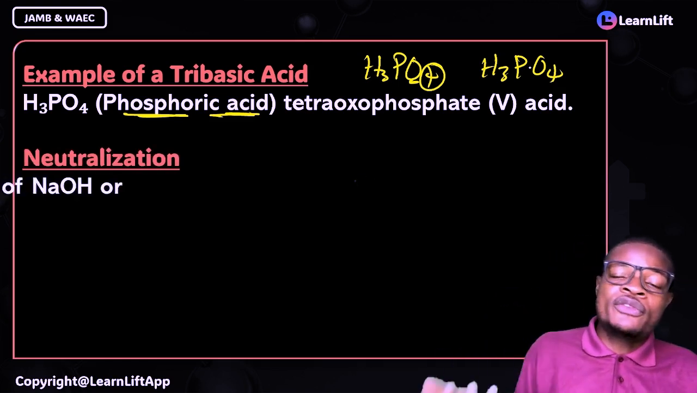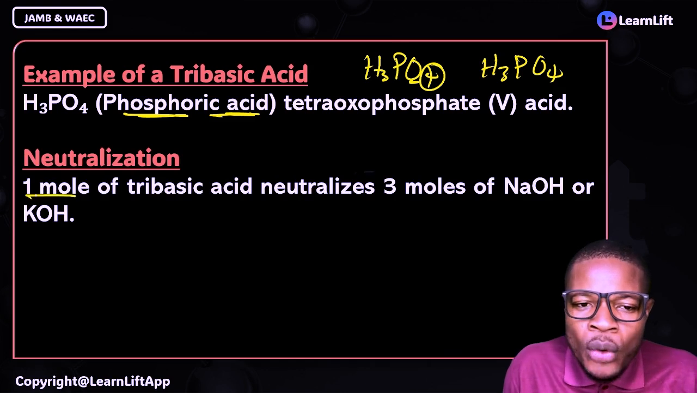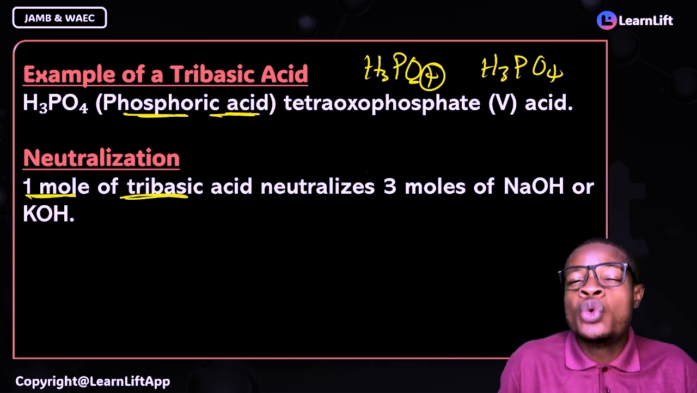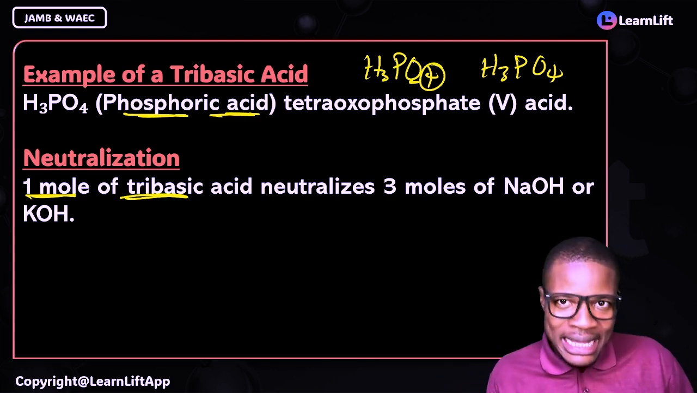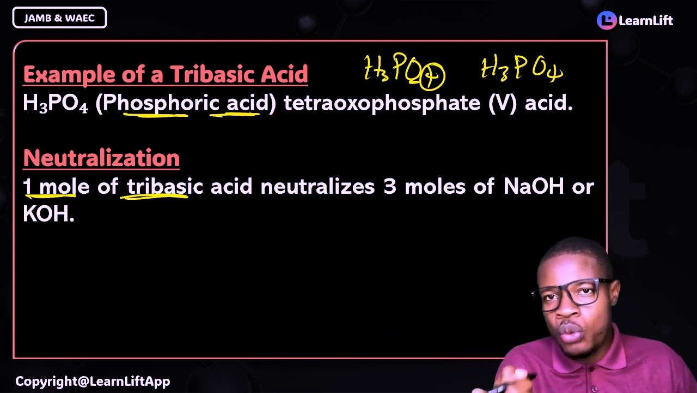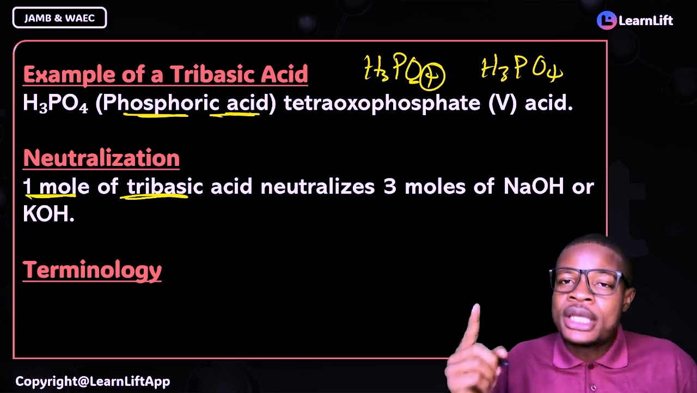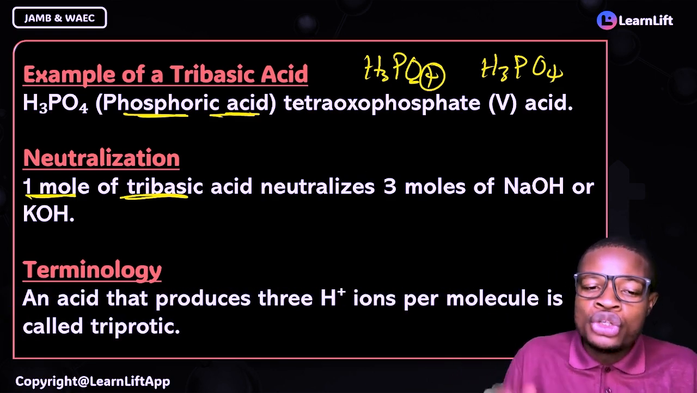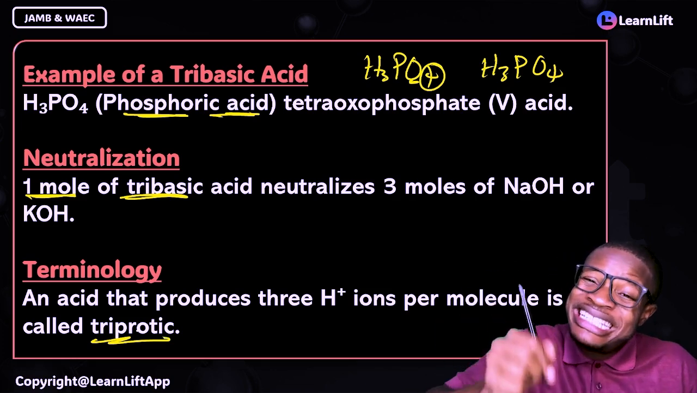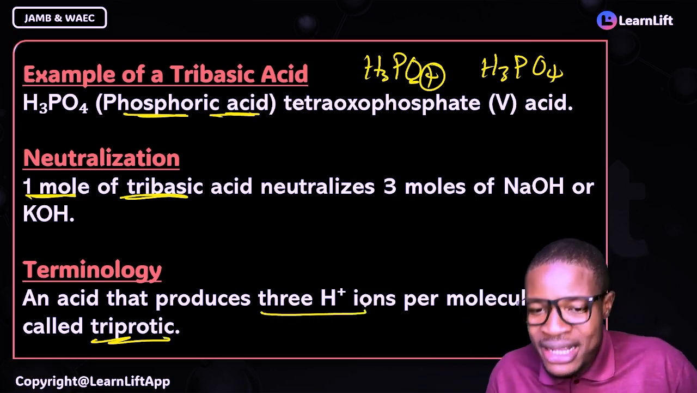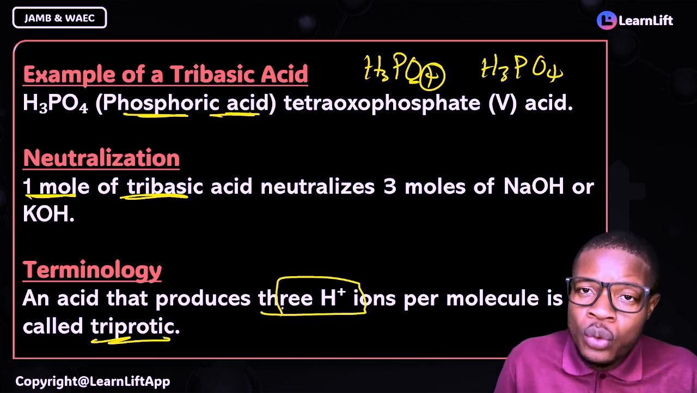Don't forget, in terms of neutralization, I need 1 mole of my tribasic acid to neutralize 3 moles of your what? Your base at the end of the day to go and form salt and what? Water. You get that very fast. The key terminology here is your what? Your triprotic. Triprotic acid is an acid that produces 3 hydrogen ions per molecule. Are you seeing it now?